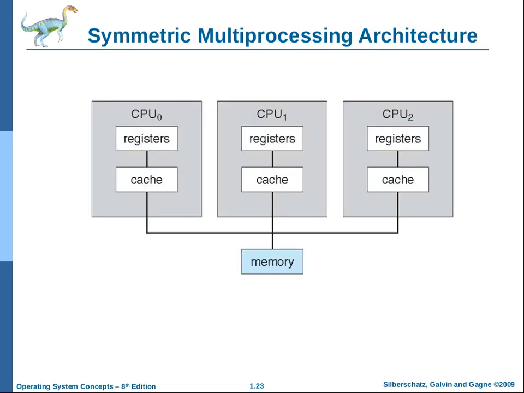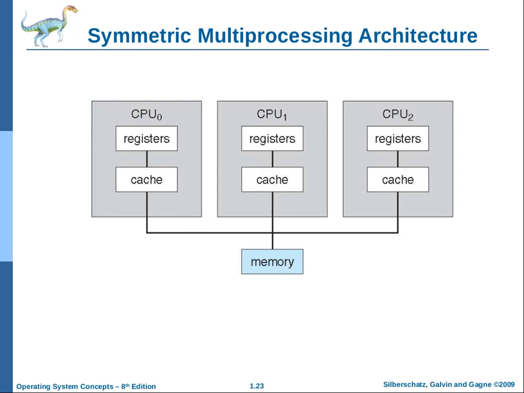Here we go, symmetric. Key piece of information, they're sharing memory. They have their own cache, their own registers, but each cache is a copy of main memory, which means that each cache might have multiple copies of someone else's cache inside of them. Okay? So symmetric, you're sharing your memory.